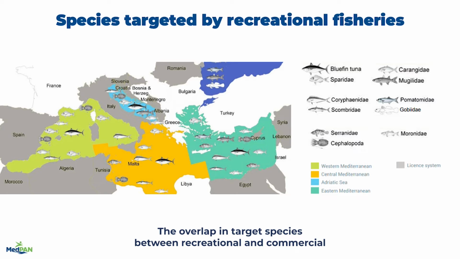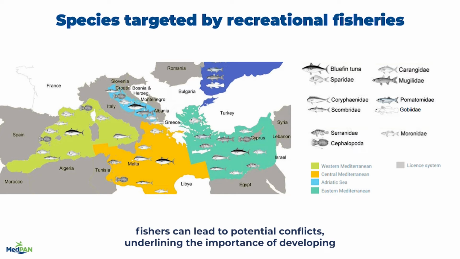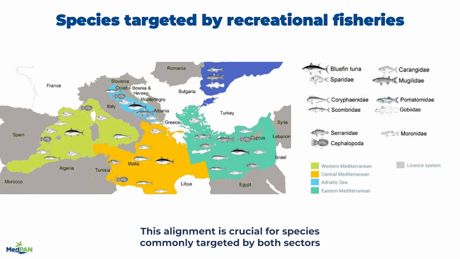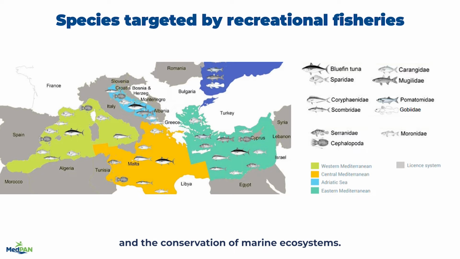The overlap in target species between recreational and commercial fishers can lead to potential conflicts, underlining the importance of developing coherent and harmonized management frameworks. This alignment is crucial for species commonly targeted by both sectors in order to ensure sustainable fishing practices and the conservation of marine ecosystems.